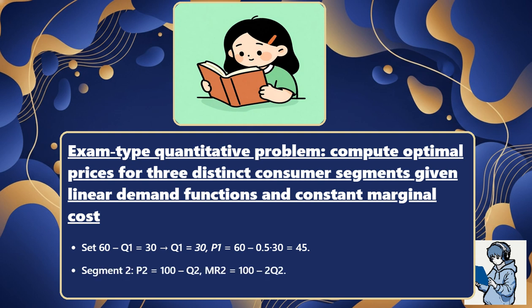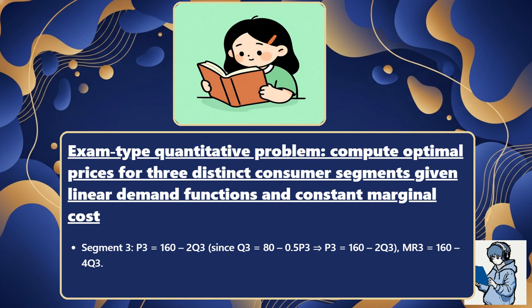Segment 2, P2 equals 100 minus Q2. MR2 equals 100 minus 2Q2. 100 minus 2Q2 equals 30, giving Q2 star equals 35. P2 star equals 100 minus 35 equals 65.